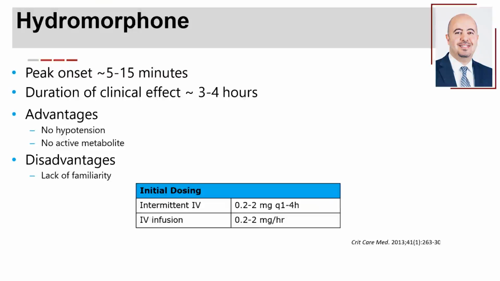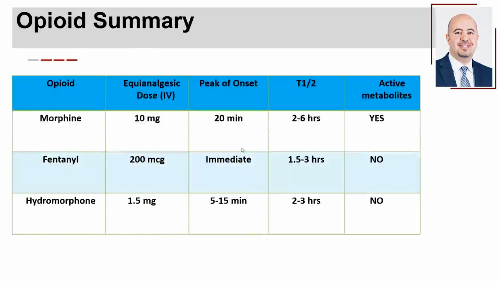Physicians are less familiar with hydromorphone than morphine and fentanyl, but this is improving. Everyone is getting more comfortable with hydromorphone now. Again, it's more used as intermittent IV rather than IV infusion, and it's usually in lower doses because it's very potent. And if we compare the potency, 1.5 milligrams of hydromorphone is equivalent to 10 milligrams of morphine and 200 micrograms of fentanyl.